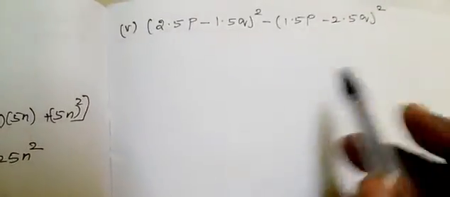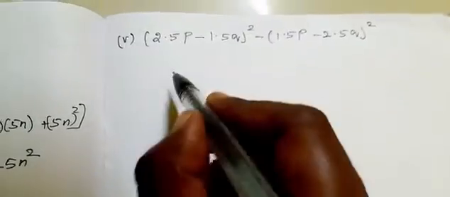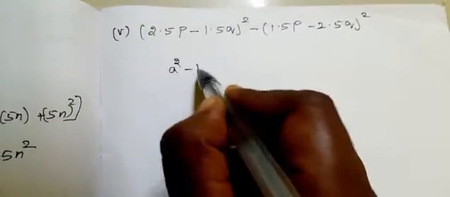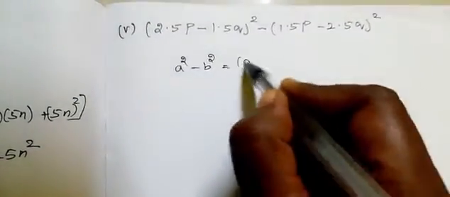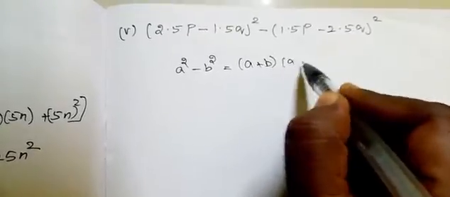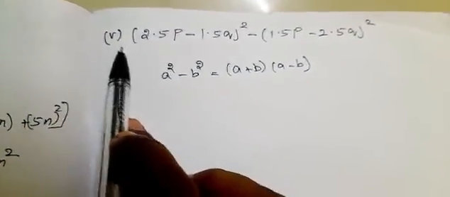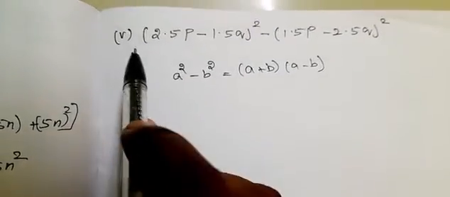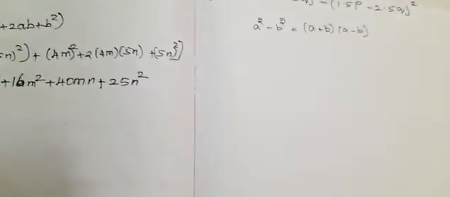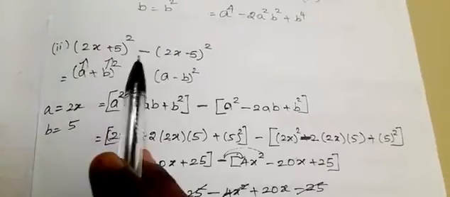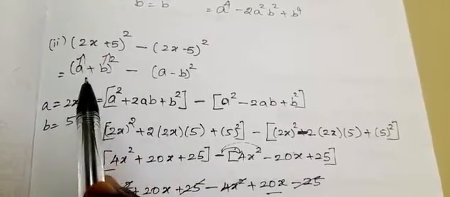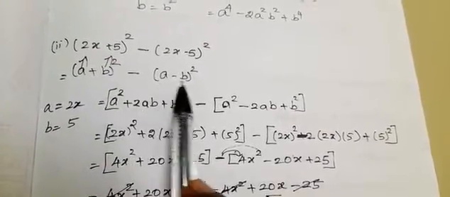Now let's see the fifth question. This question is in the form of a square minus b square. a square minus b square is equal to (a plus b) into (a minus b). We can do the sum in two methods. Actually, it's like question number 2, which we have done already. We had taken (a plus b) whole square minus (a minus b) whole square.